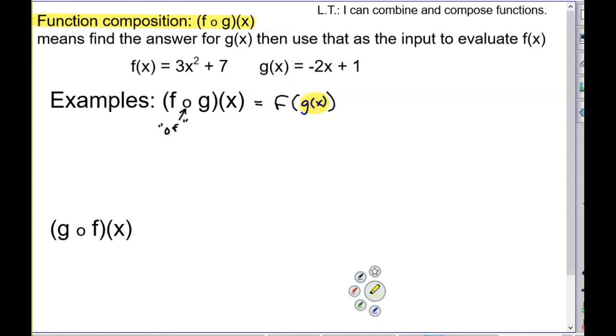What is g of x? G of x is the expression negative two x plus 1. Notice that's my new input. And then we're going to use that as the new x value into y.